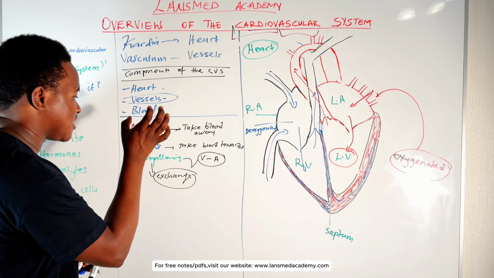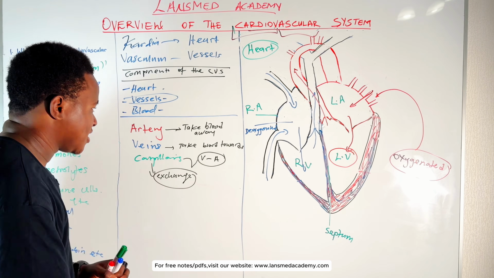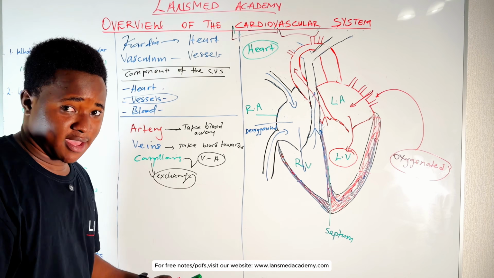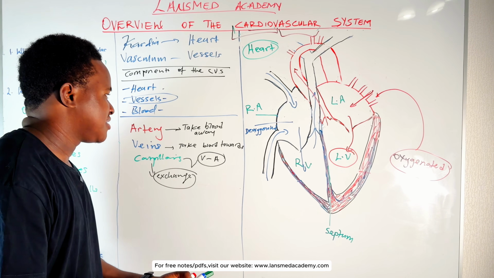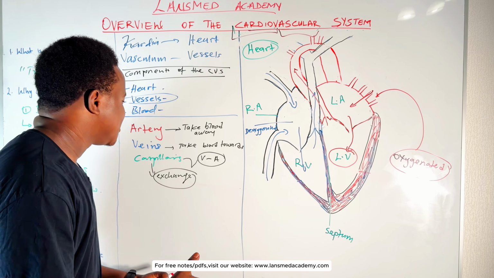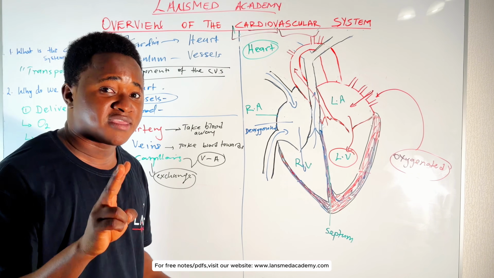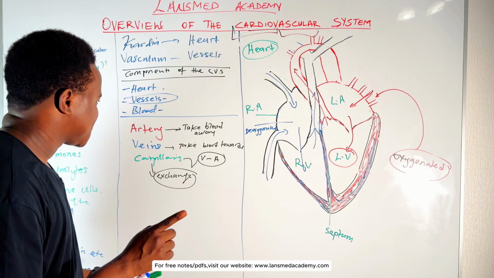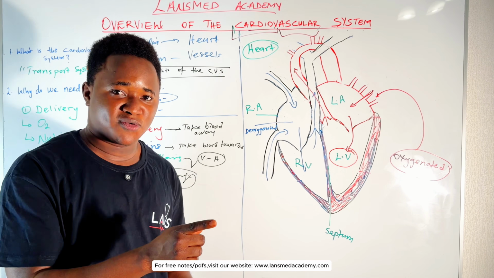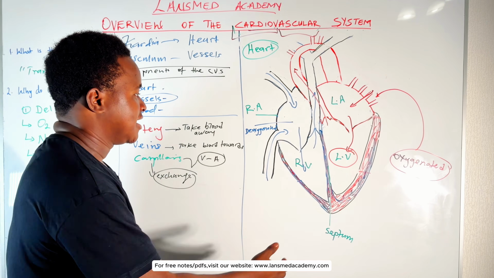Arteries, veins, and capillaries are the vessel components of the cardiovascular system. So understand it this way: arteries take blood away from the heart, and veins take blood towards the heart. Now, some people might think that arteries carry oxygenated blood and veins carry deoxygenated blood. This is a very tricky part you have to take note of in the exams, because not all arteries carry oxygenated blood. Some arteries carry deoxygenated blood.